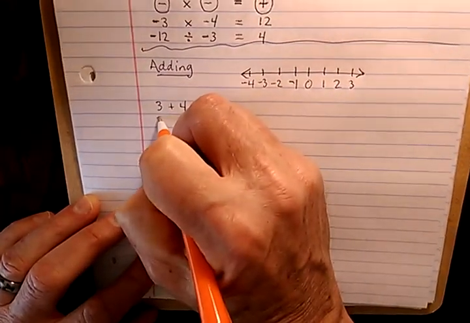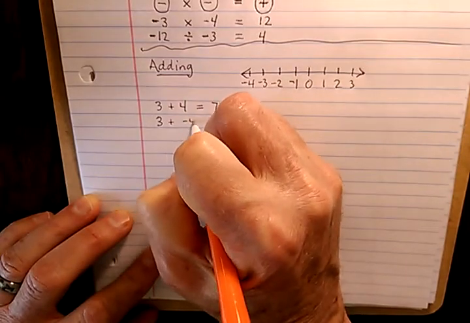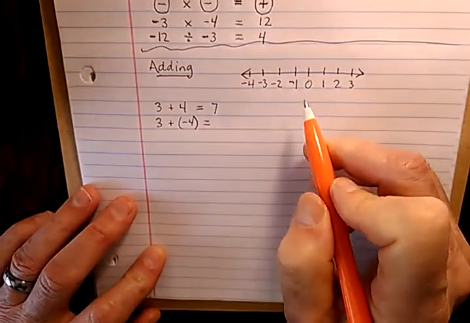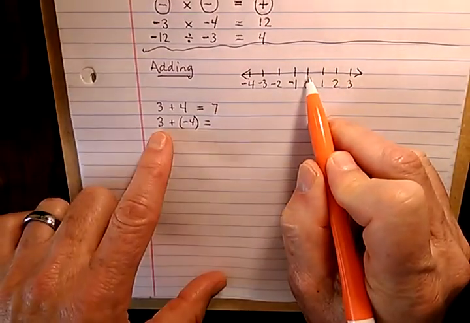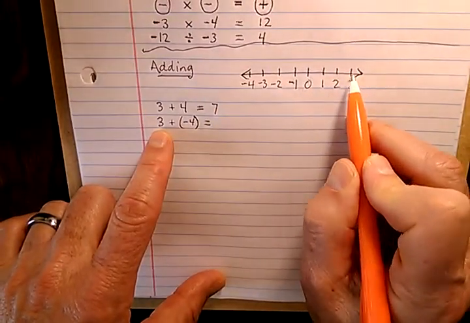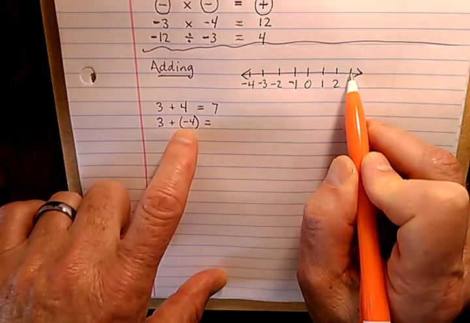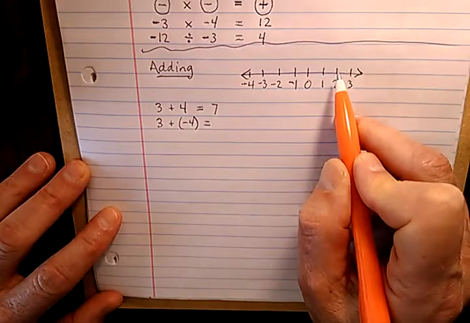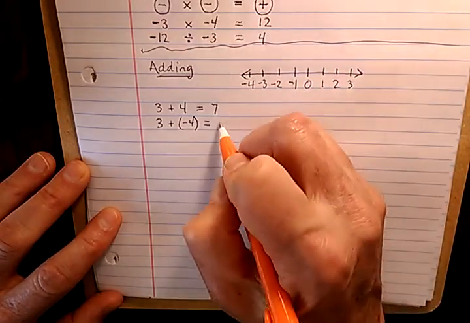But what if we have negatives? What if it's 3 plus negative 4? Well, we would start out at 0 again, and we would go 3 positives, 1, 2, 3, and then we would add 4 negatives. Adding negatives means going toward the negative side. 1, 2, 3, 4. It ends up with negative 1.